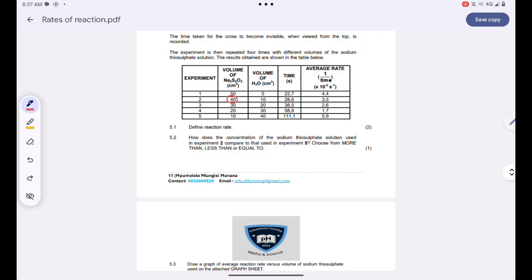So this simply means that wherever there's more volume of my sodium thiosulfate, the concentration is higher. And it makes sense, because if you check over there, for experiment 2, it will take only 28.6 seconds for the reaction to reach completion. But for experiment 5, with the smaller volume, that means I have a smaller concentration of sodium thiosulfate, it will take 111.1 seconds for the reaction to reach completion. So the concentration will simply be more than.